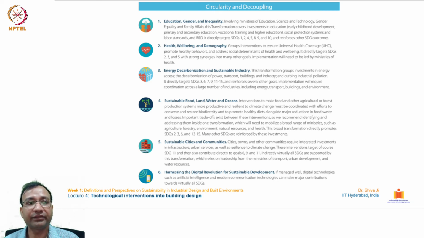Further, we see the fifth one, sustainable cities and communities. Cities, towns, and other communities require integrated investments in infrastructure, urban services, as well as resilience to climate change. These interventions target, of course, SDG 11, and they also contribute directly to goals 6, 9, and 11. Indirectly, virtually all SDGs are supported by this transformation, which relies on leadership from the ministries of transport, urban development, and water resources. The sixth and last one talks about harnessing the digital revolution for sustainable development. If managed well, digital technologies such as artificial intelligence and modern communication technologies can make major contributions towards virtually all SDGs.